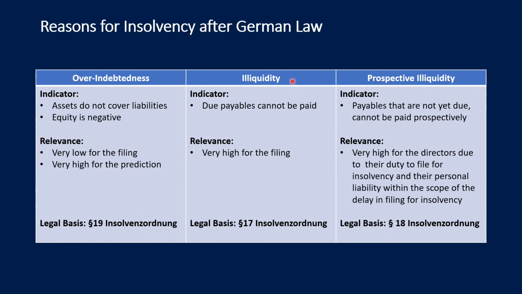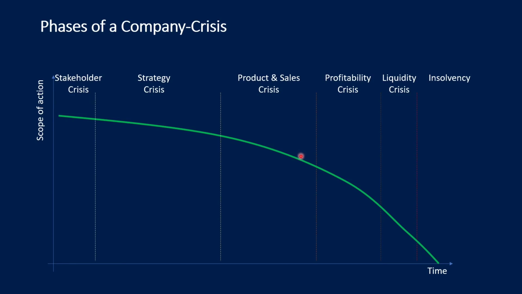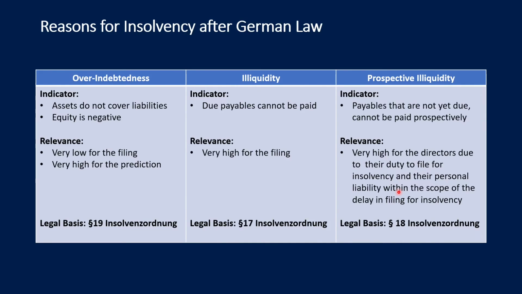The second, but much more important reason for insolvency is the illiquidity. The illiquidity is given if the company is not able to pay its dues. Here the relevance is very high for the filing. Why that? First of all, again, the liquidity crisis typically comes after the profitability crisis. So usually this is the last phase of the crisis. But there's also a second reason.